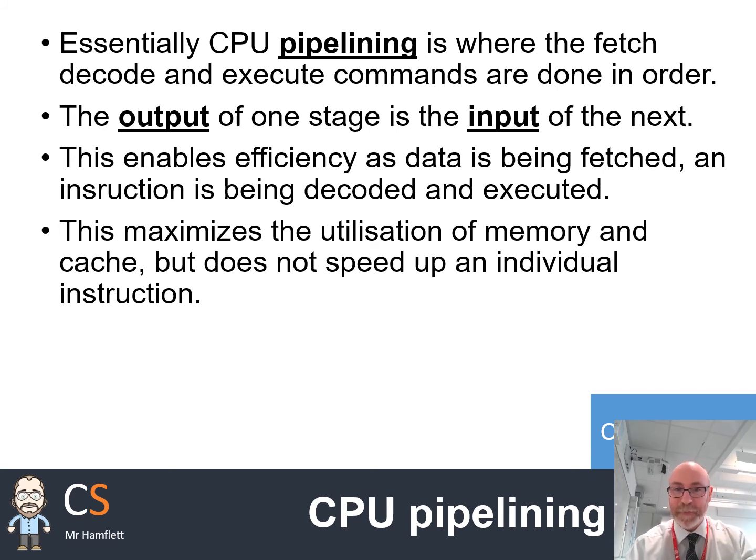Hopefully that made sense. Anyway, in a CPU pipeline, there is an opportunity for parallelism, because we can fetch and decode different instructions. So it maximizes the utilization of memory and the cache, but doesn't improve a single instruction.